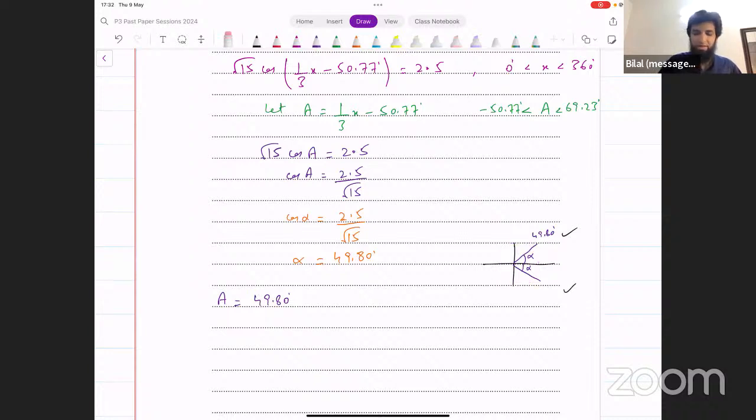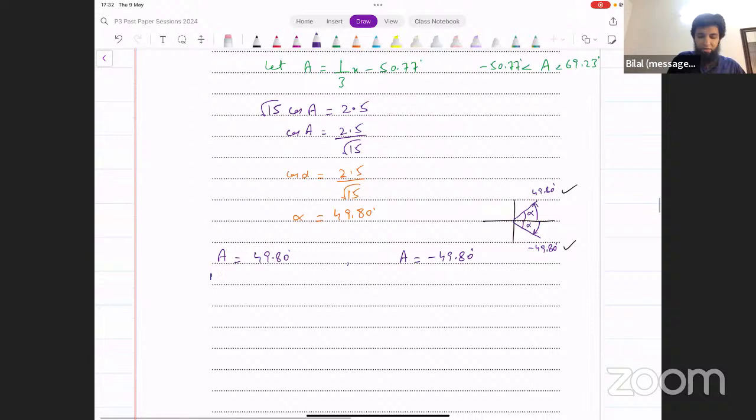So we can't consider that. However, since we also have negative values in the interval, we also have to go in the clockwise direction to see if there's any possible answer on the negative side as well. So in this case, if you go in the clockwise direction, you get this angle as well, which is minus 49.80. That also falls inside this interval. So that also needs to be considered. So another possible value of A that we get from this is minus 49.80.